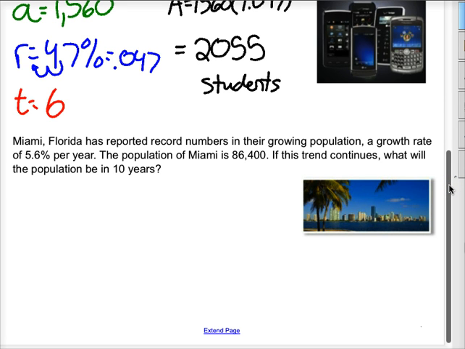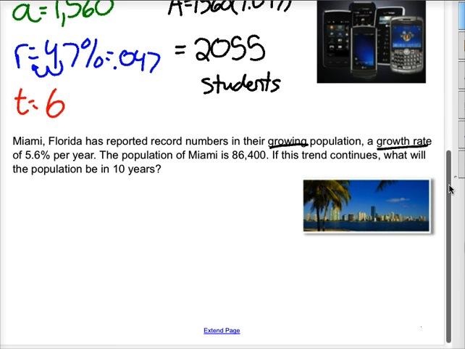All right, so Miami, Florida has reported record numbers in their growing population, a growth rate of 5.6% per year. The population of Miami is 86,400. If this trend continues, what will the population be in 10 years? All right, so I see the words growing and growth rate. So that is telling me that this is an exponential growth equation.